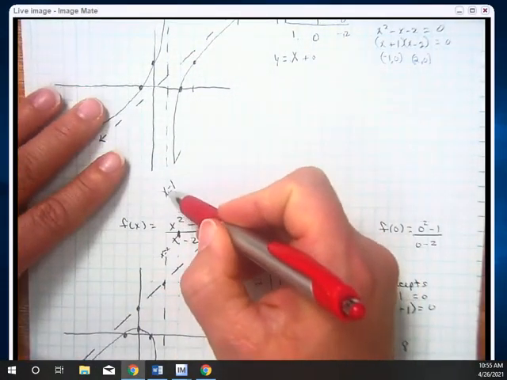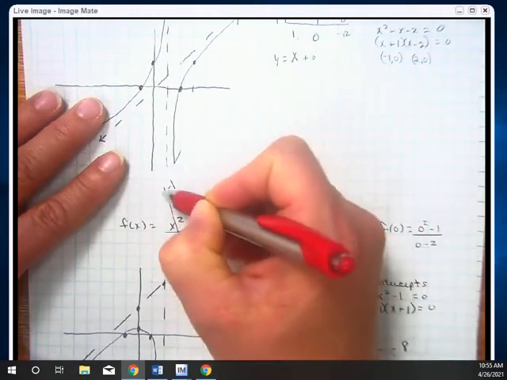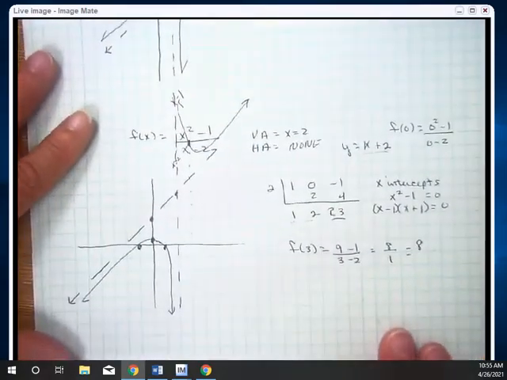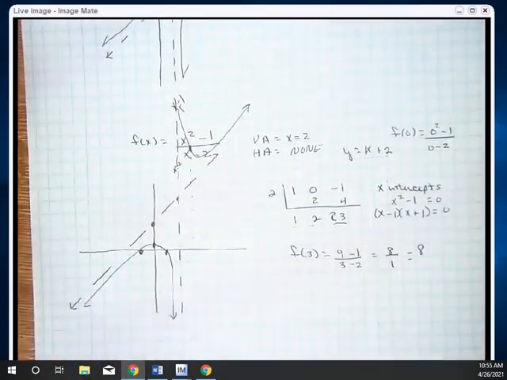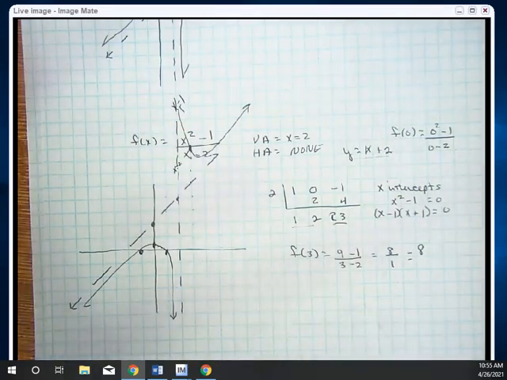What? It's outside of my graph. Oh no. Here's my horizontal line. And there you go. There's the graph. So don't squish these together. It's going to be way out there.